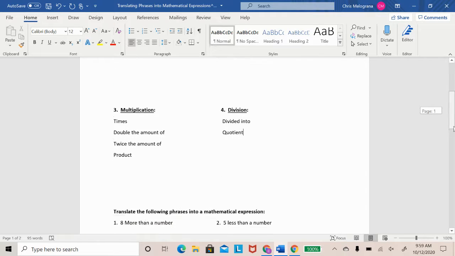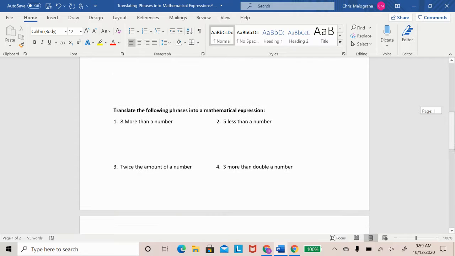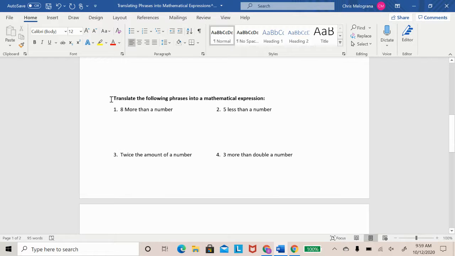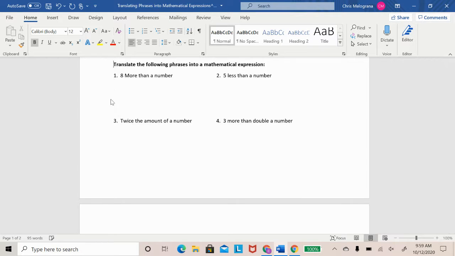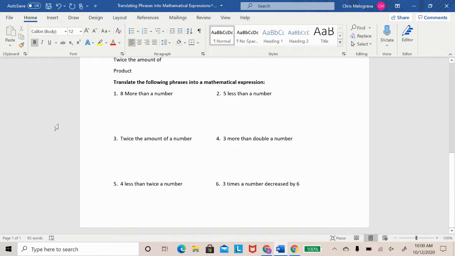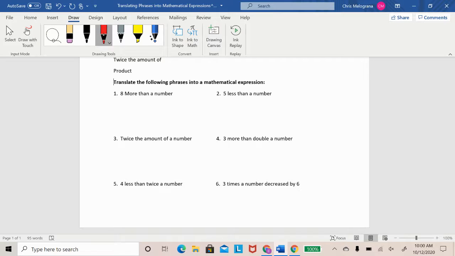All right. So when we do this, let's move this up so I can fit it all on here. Okay. So this says 8 more than a number. Let's see if I can draw on this.